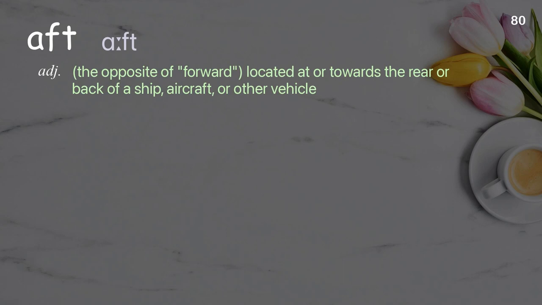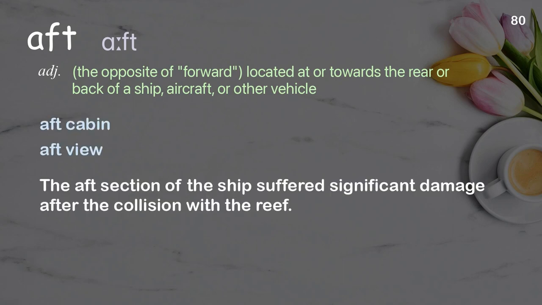Aft. The opposite of forward, located at or towards the rear or back of a ship, aircraft, or other vehicle. Examples: aft cabin, aft view. The aft section of the ship suffered significant damage after the collision with the reef.